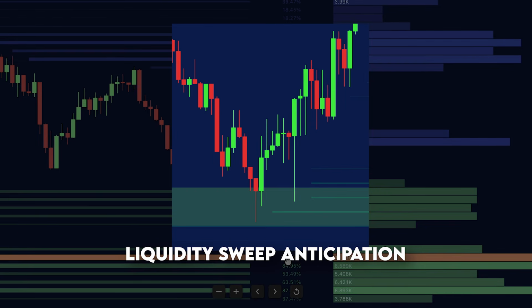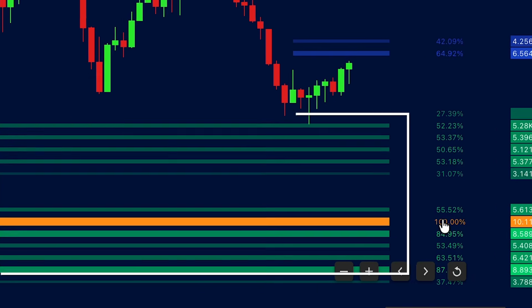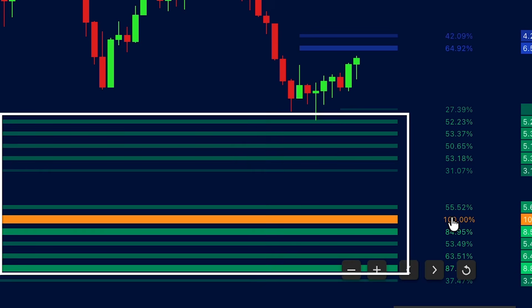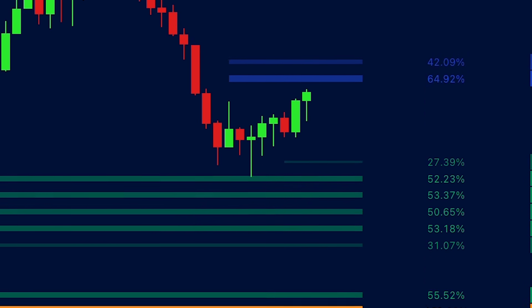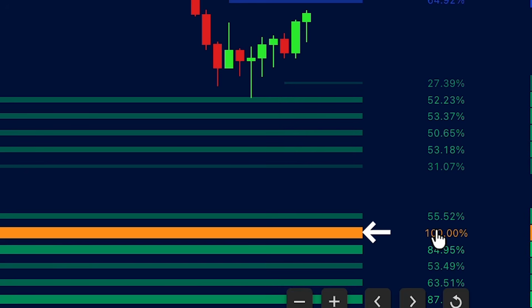Strategy 1 is liquidity sweep anticipation. This is where you identify dense liquidity zones and wait for smart money to hunt them. You want to look for areas where the heat map shows thick lime or blue bars, especially when they're marked with orange POC highlighting. Here's how it works.